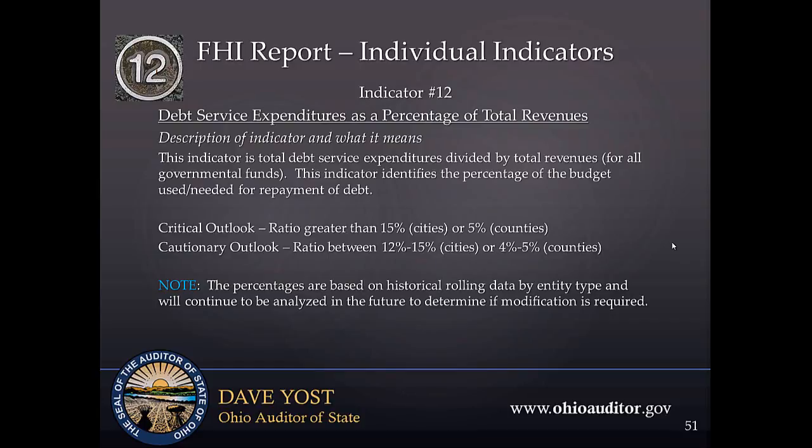The critical outlook for this indicator differs depending on if it's a city or county. For cities, the ratio is greater than 15%. For counties, the ratio is greater than 5%. The cautionary outlook for cities is a ratio between 12 and 15%, while the ratio for counties is between 4 and 5% for a cautionary outlook. Please note that these percentages are based on historical rolling data by entity type and will continue to be analyzed in the future to determine if modification is required.